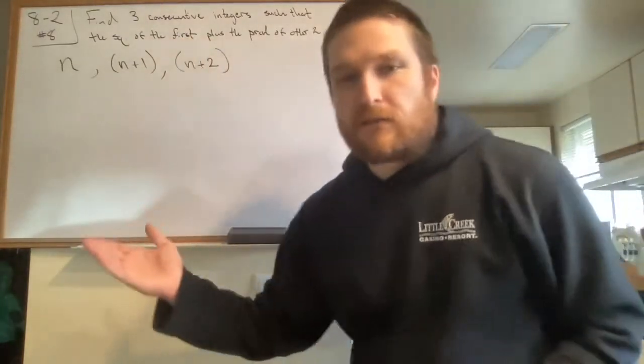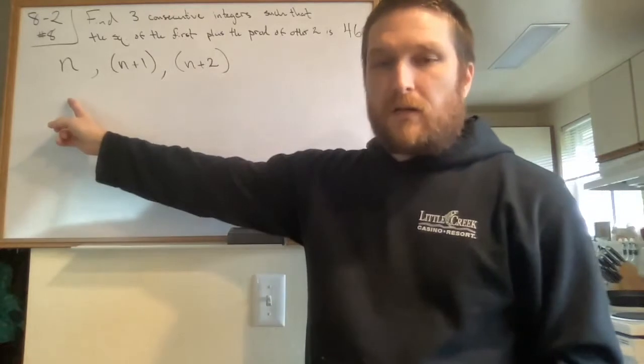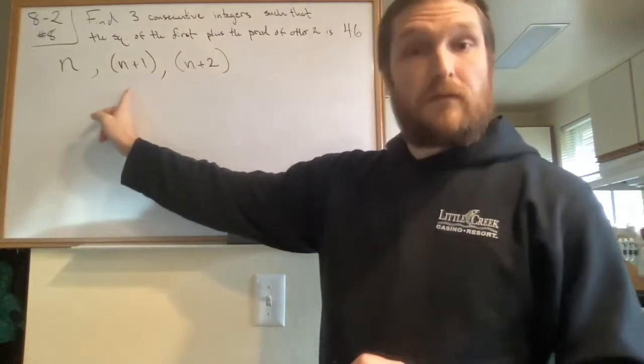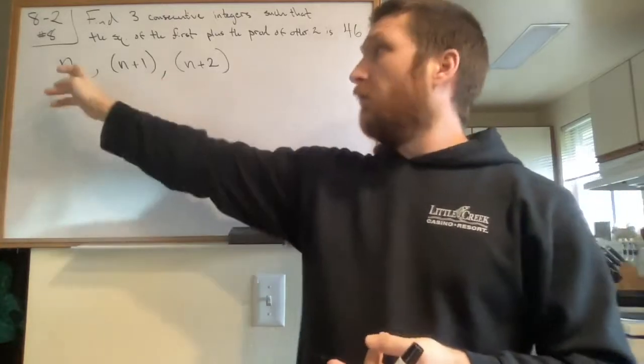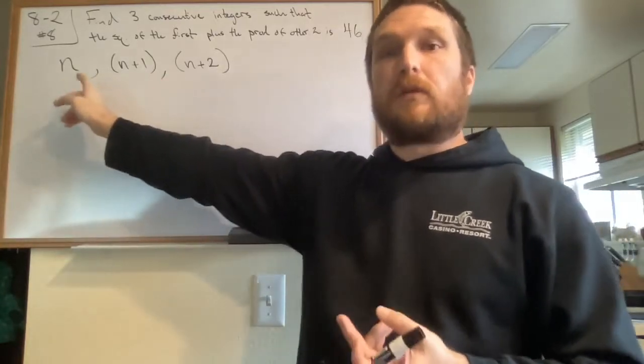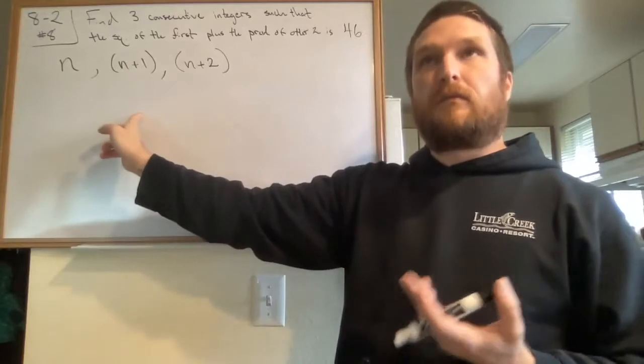Any integers like this, right? Like -3, add 1, you have -2. Add 1 more, you have -1. Those are consecutive integers. Or 4 plus 1 is 5.